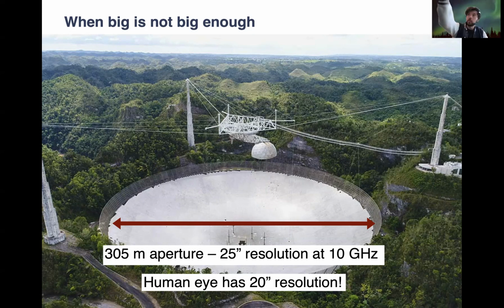The human eye, when we look at the sky with our eyes, we've got a resolution of 20 arc seconds, right? You can imagine your eyes are kind of little dishes. Your pupil is the size of the aperture. And so we have about 20 arc second resolution. So even with one of the biggest telescopes in the world, we only get a resolution that's roughly what our eyes can do. So really big is not big enough. So how can we get around this problem?